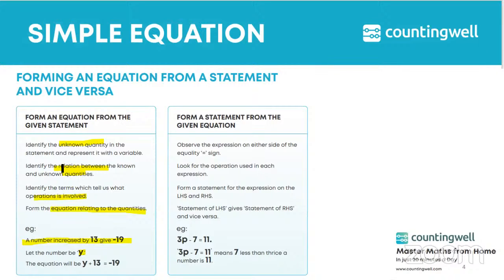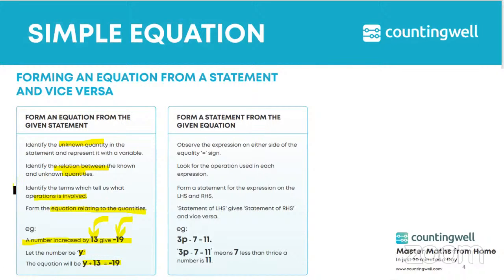Now we have to identify the relationship between known and unknown quantities. So what is the known quantity here? It is minus 19. So the statement says the number is increased by 13 and it gives minus 19. So what is the relation between y and minus 19? You can see one more known quantity. Which one is it? It is 13. So we have y plus 13 equals minus 19.